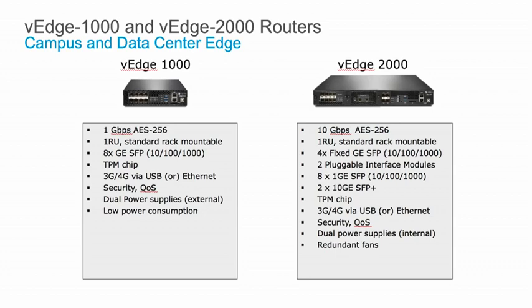The vEdge 2000 router is targeted at large remote sites and data center locations, and it has 4 10/100/1000 SFP-based ports on board and supports 2 pluggable interface modules, which enables additional 1 gig or 10 gig interface options. Available PIMs include an 8-port 10/100/1000 SFP card and a 2-port 10 gig SFP Plus card. 3G and 4G can also be available to this device via USB or an Ethernet LTE modem.